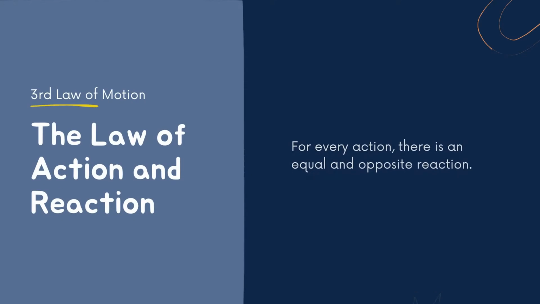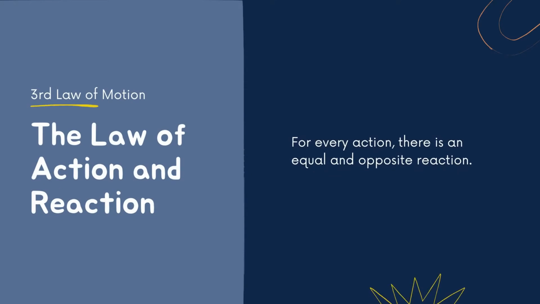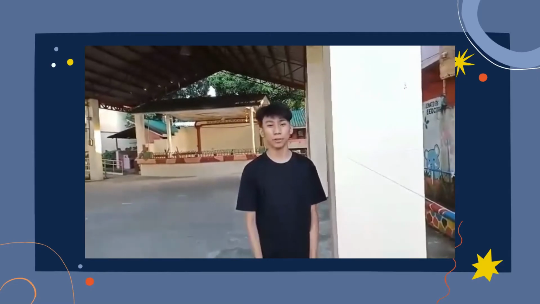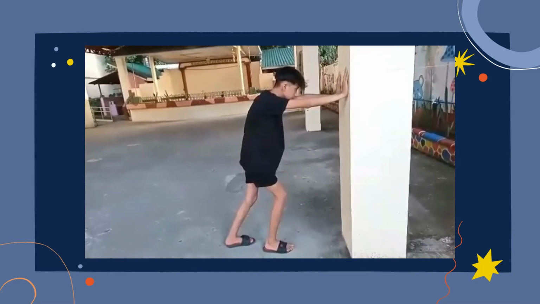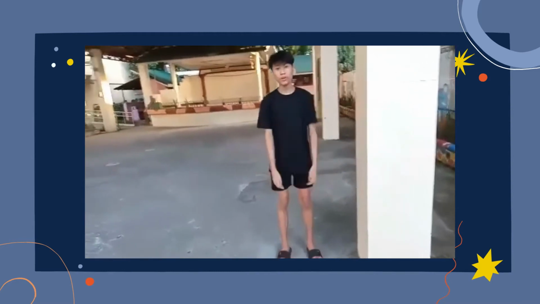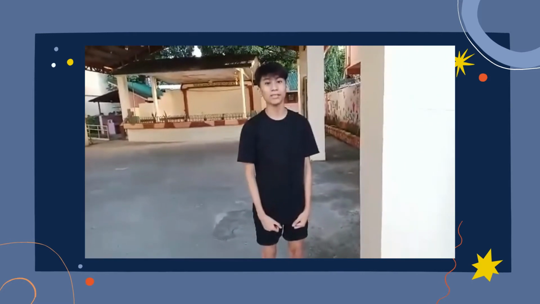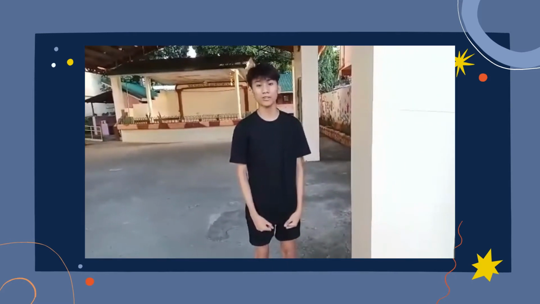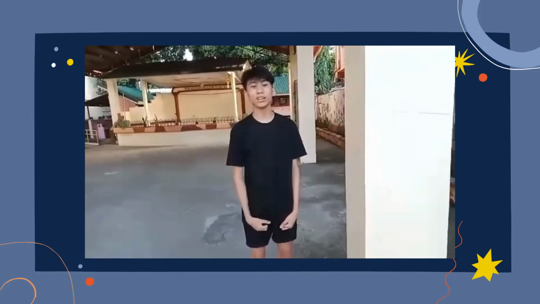Now we are going to do the third law of motion. Newton's third law of motion states that every action has an equal and opposite reaction. Let's take a look at this example. You are applying an action to the wall, and the wall is actually applying the same amount of force, an equal reaction, on you. Let's take a look at another example.